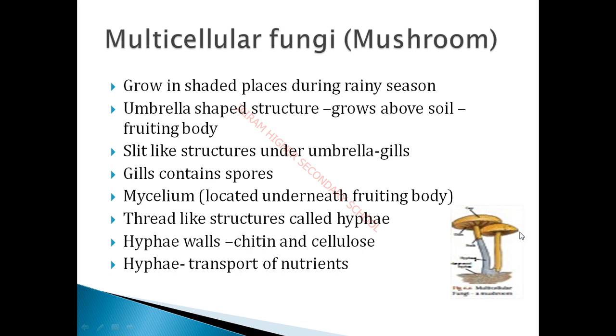And this is called the fruiting body. So you can see the yellow color portion. This is called the fruiting body and it has slit like structures called umbrella gills. Below this umbrella you can see a structure like this.